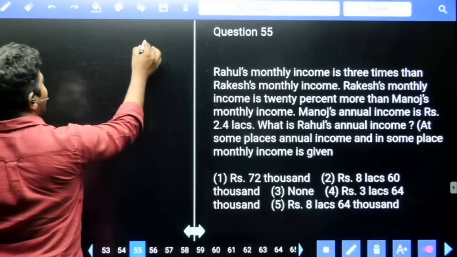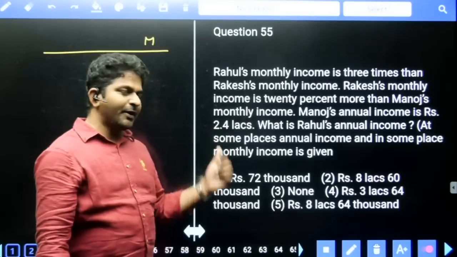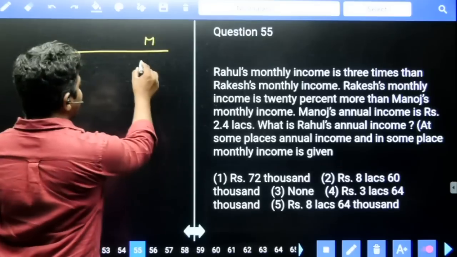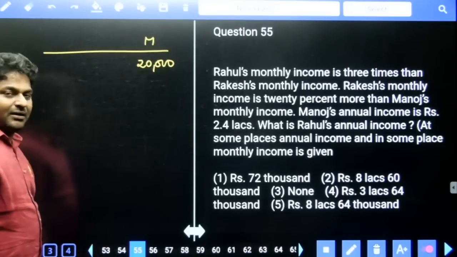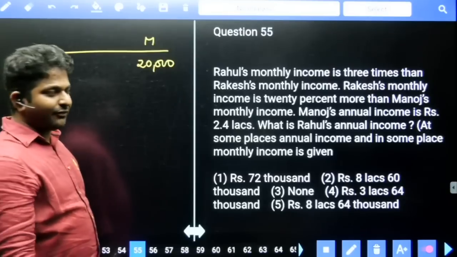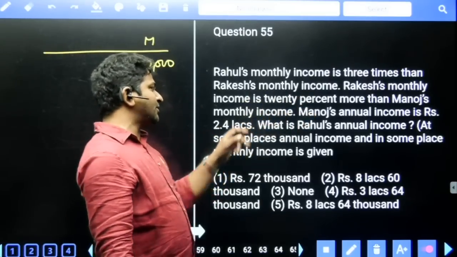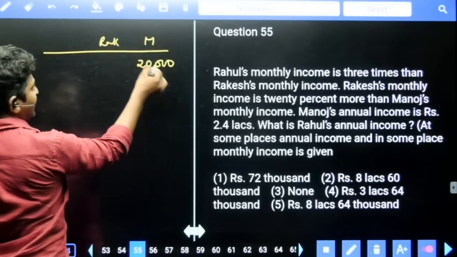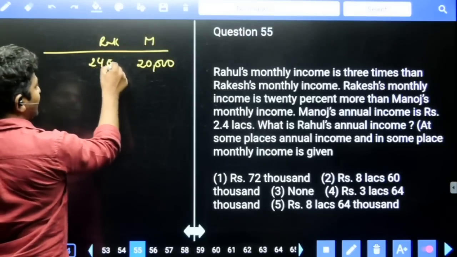Manoj's annual salary is equal to 2.4 lakh. For 12 months, if it is 2.4 lakh, per month it is divided by 12. Divided by 12 means that is equal to 20,000 per month. Then only into 12 will be 2.4 lakh, 2 lakh 40,000. Next, Rakesh's monthly income is 20% more than the monthly income of Manoj. So Rakesh is getting 20% more than this. 20% is 4,000. Then this guy is going to get 24,000.